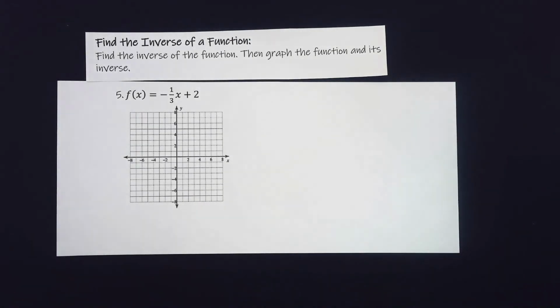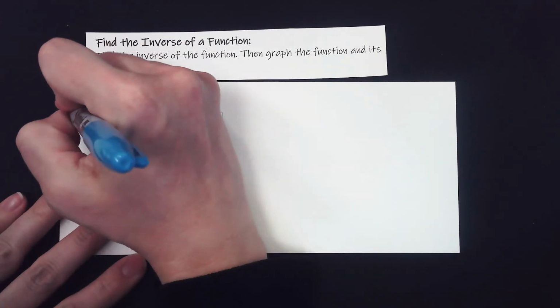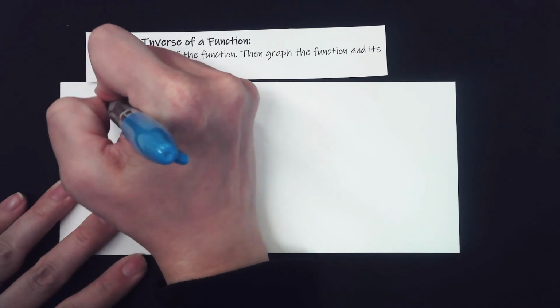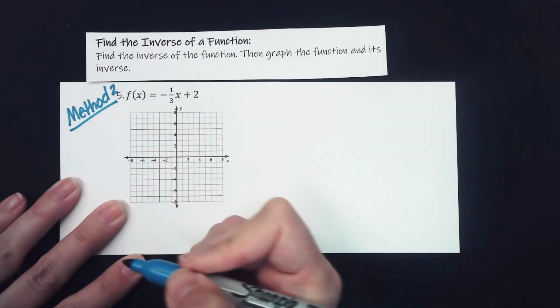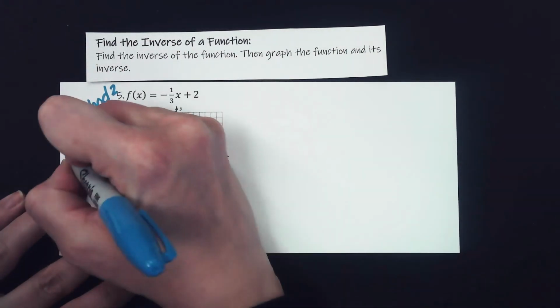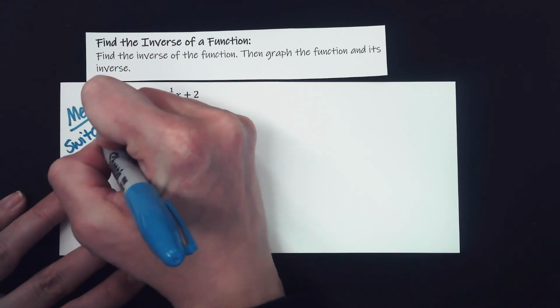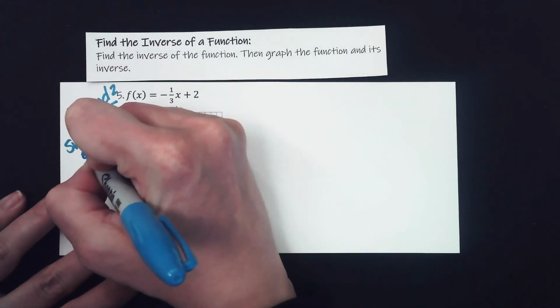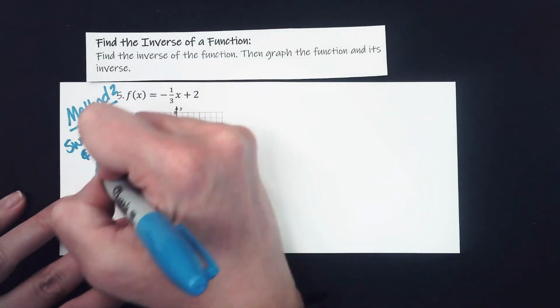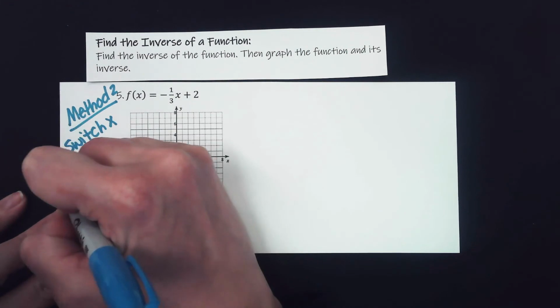All right, let's try number 5. So this time, we're going to do a different method. So this time we'll do method 2 here. Okay, and we are going to switch x and y, then solve for y.